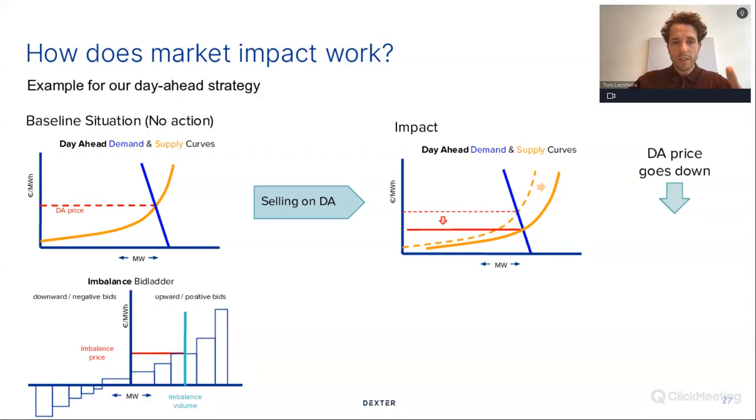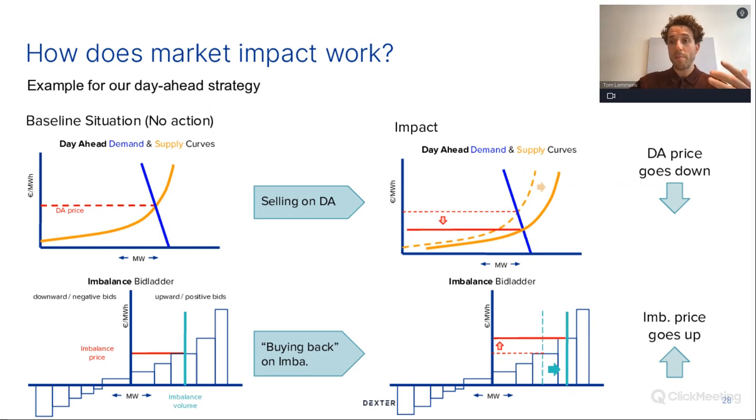Similarly for the imbalance price, right? Here's the imbalance bid ladder, which is how it works in most of Europe, where you have an imbalance volume, which then leads to the amount of activated assets, which then lead to the imbalance price. Now you sold on day ahead, you buy back on imbalance, that's the simple strategy. There's more volume activated, in this case actually a new bid is hit, which leads to an increase in price. Now what happens is this, right? You assume this price spread, but there's downward pressure on the day ahead price, upward pressure on the imbalance price, so the price spread actually decreases.